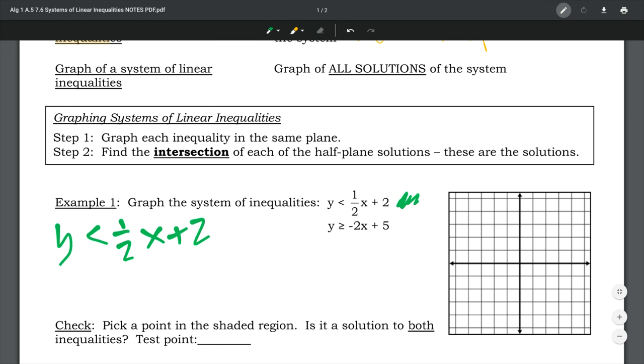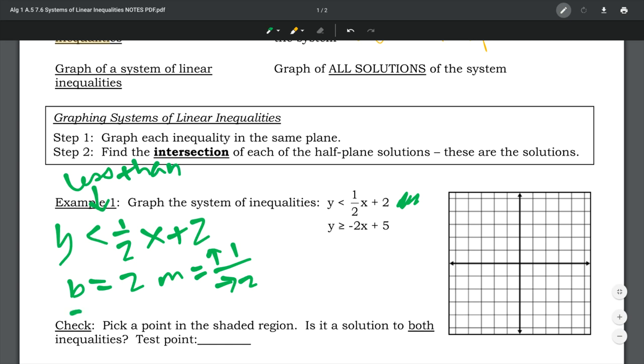Let's go over your linear inequalities and just graphing. So first, you've got your b value, which is the y-intercept at 2. You've got your slope of 1/2, which means you're going to go up 1 and always to the right 2. And then this symbol right here, remember, that's a less than symbol. So with that less than symbol, we know that it's going to be an open circle when we graph this y-intercept here at 2, then you're going to have a dashed line. And because it's less than, we're going to be shading below.